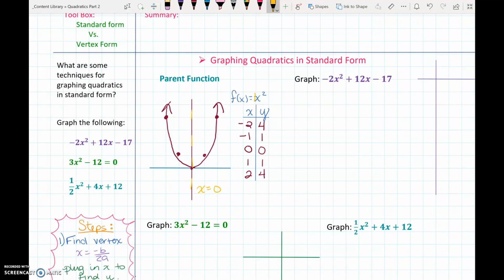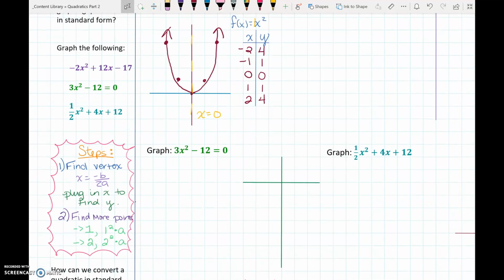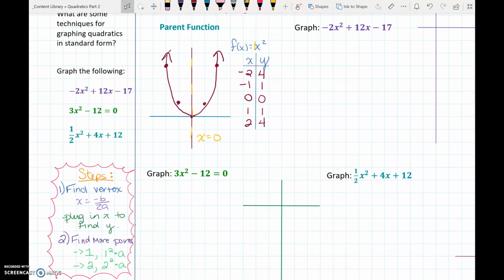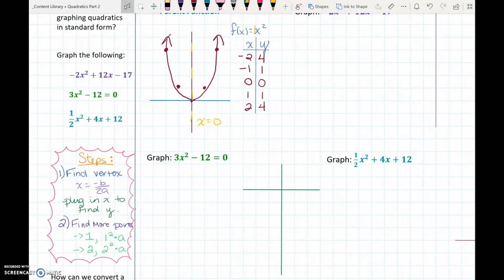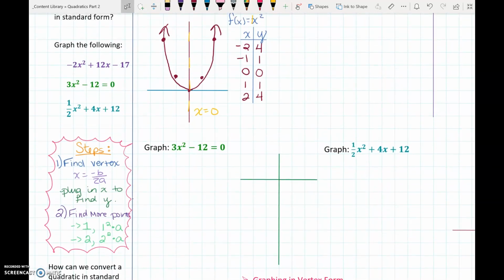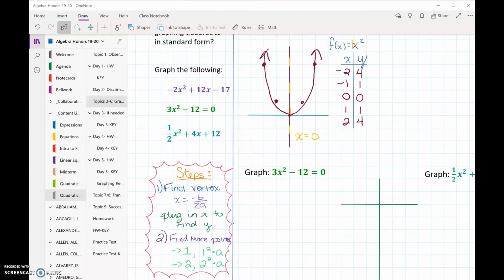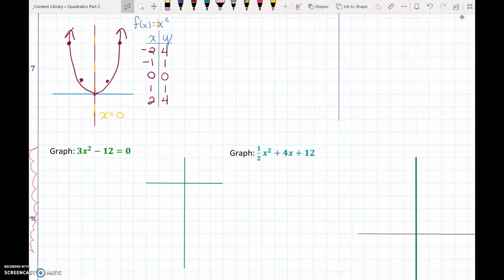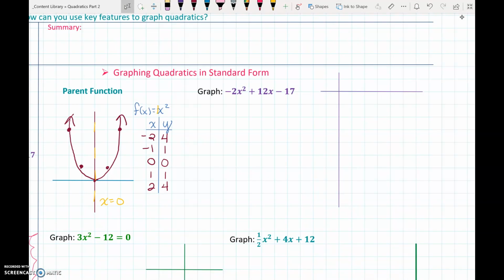So if we're given something in standard form, there's two options. We can use that opposite of b over 2a to find the x value, or we can convert to vertex form and graph that way. So we're going to check out both and see which one you like best. So here's the steps if you want to go ahead and copy those down.